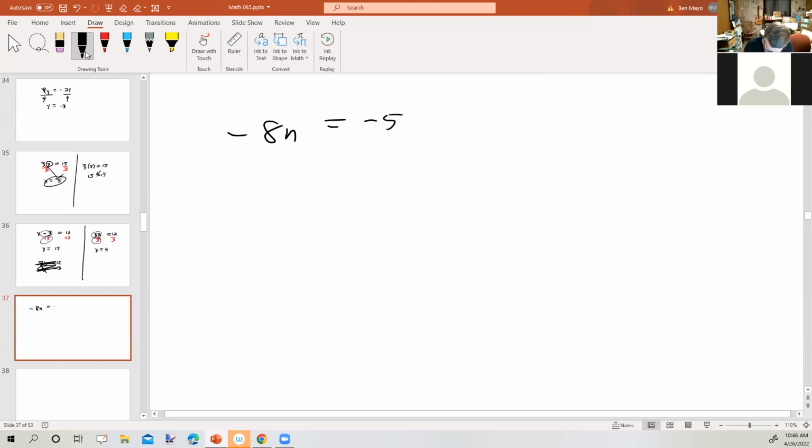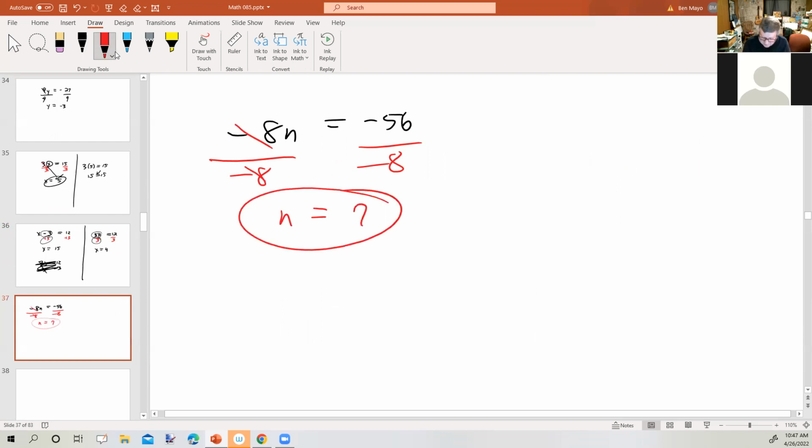What about this one? -8n equals -56. Well, the coefficient of n is -8. So I will be dividing. I'm not subtracting, I'm dividing. That fraction bar tells me I'm dividing both sides by -8. -56 divided by -8 is +7.